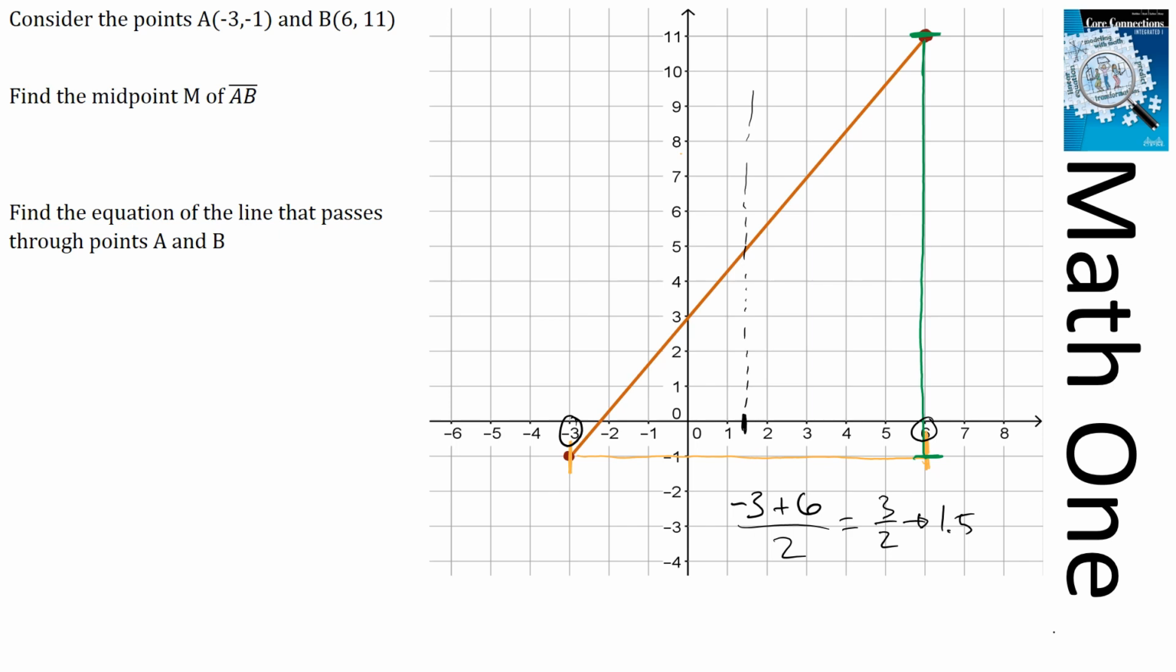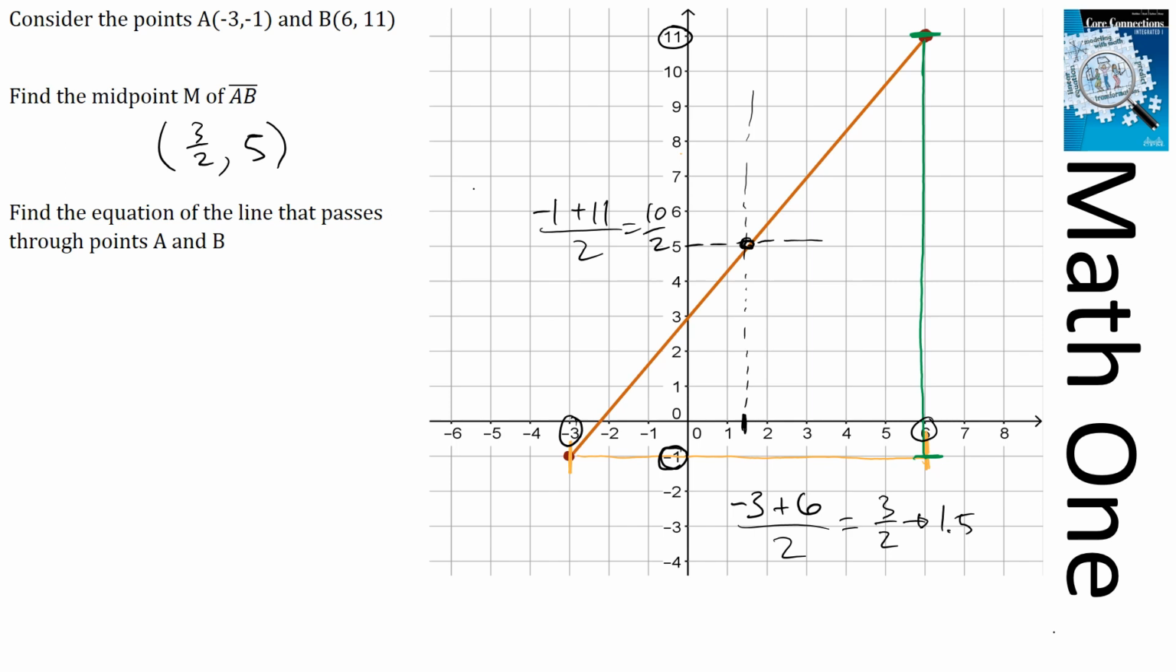Just to verify that, we're going to do the same thing. I'm going to take the -1, and I'm going to add to it the value 11. You can see right here, Y values are ranging from -1, and then they hit a high at 11. So I'm just taking the -1 and 11, and when I add those together, I get 10, and half of that is indeed 5. So right along this line. So this is my midpoint, and my midpoint is the point where X is equal to 3/2 and Y is equal to the number 5.